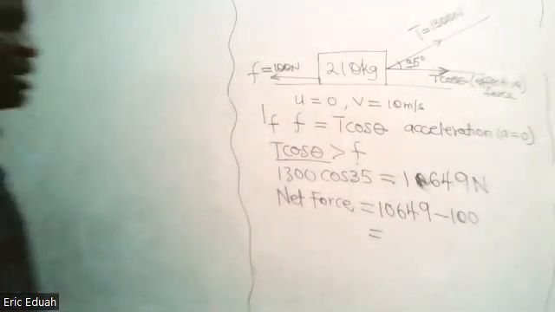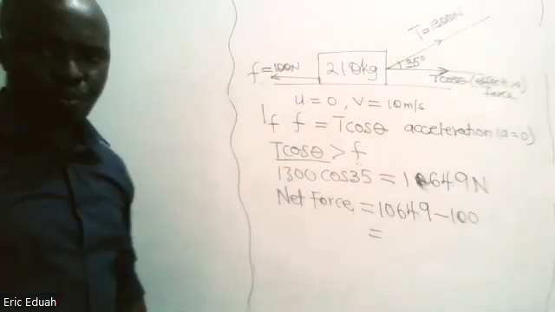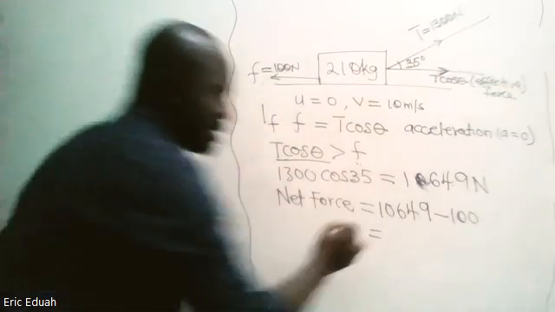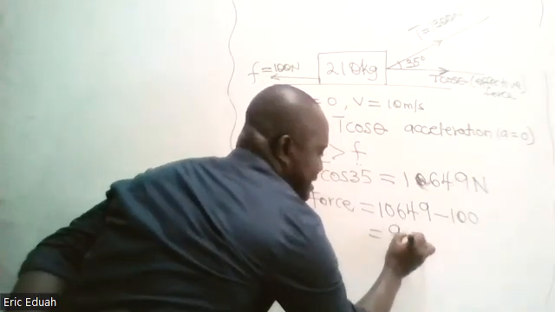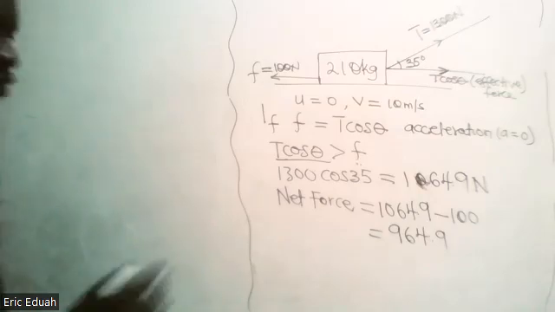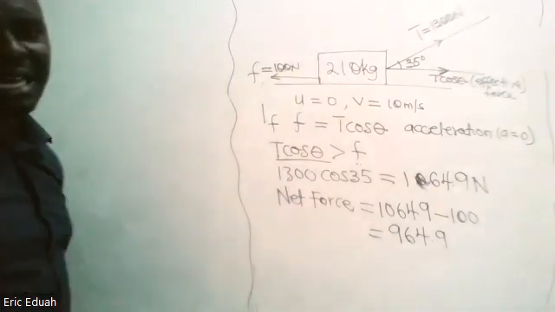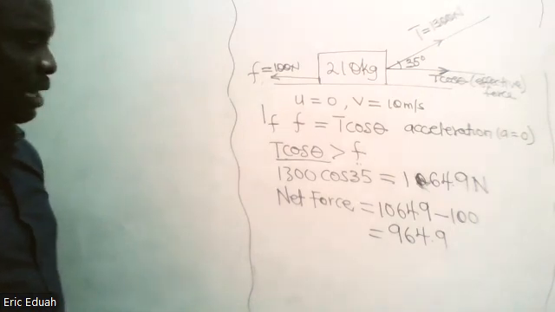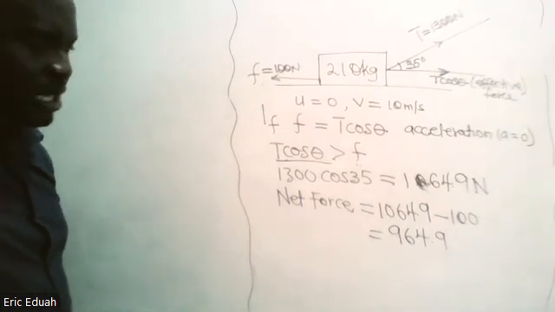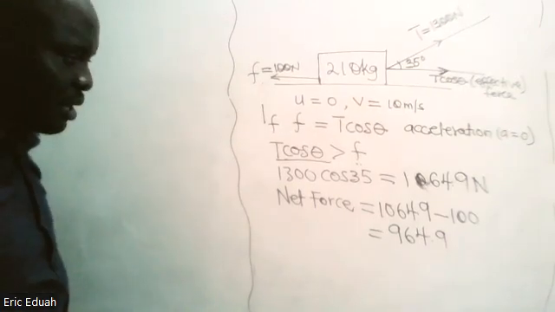Okay, so because there is a net force, the body would accelerate, and this will give us, let's calculate the net force, subtract 100 from 1064. It's 964.9. All right. So this is the resultant force acting on the body. And as we just understood, whenever there is a resultant force, the body accelerates. So let's find the acceleration of the body.